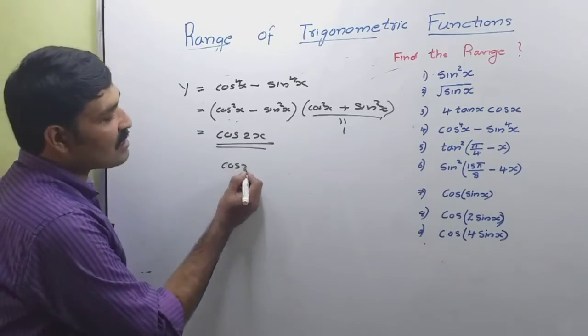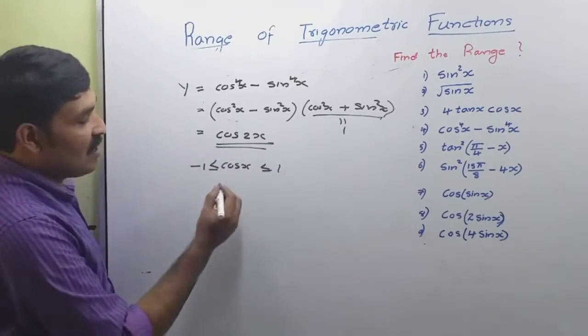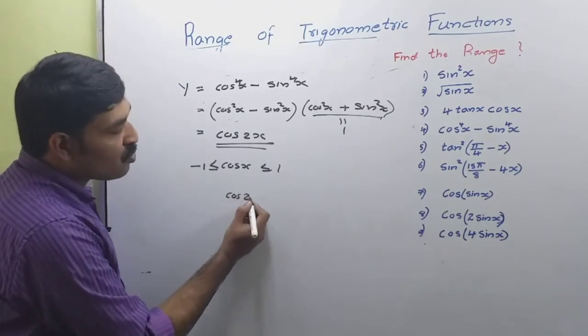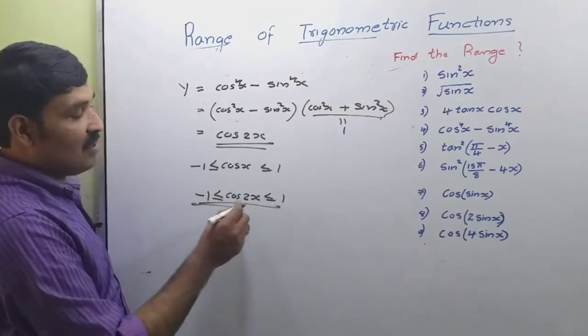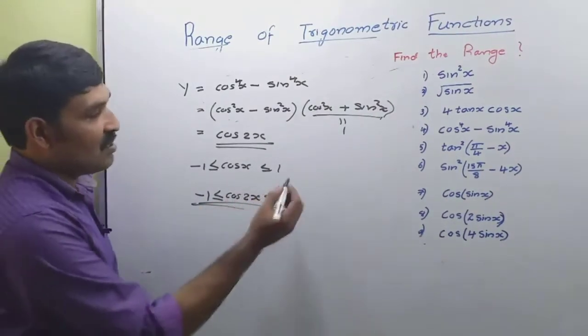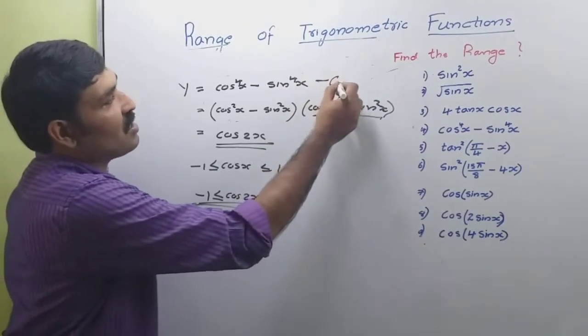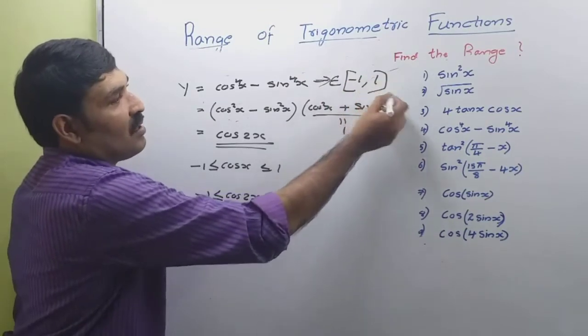Since cos x belongs to [−1, 1], cos 2x also belongs to [−1, 1], since changing the argument does not affect the range. So the range of this function is −1 to 1.